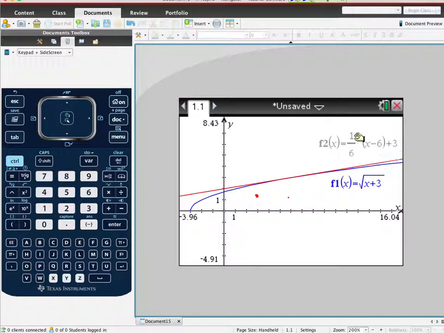Okay, and what was the point we were looking for? 6, 3. So 1, 2, 3, 4, 5, 6, and if I go up, that's my point. There is my tangent line. So that shows you we're doing it correctly.